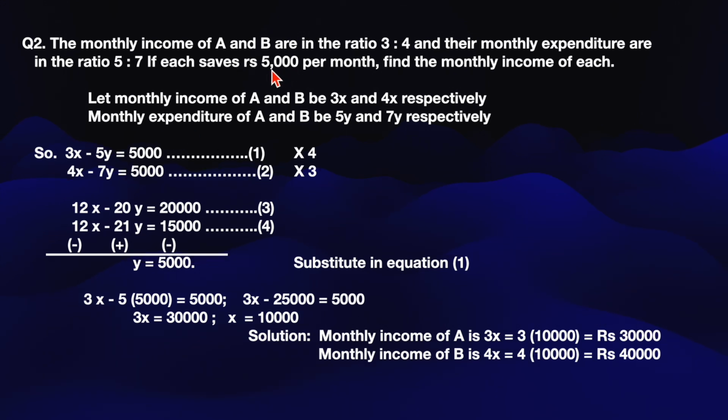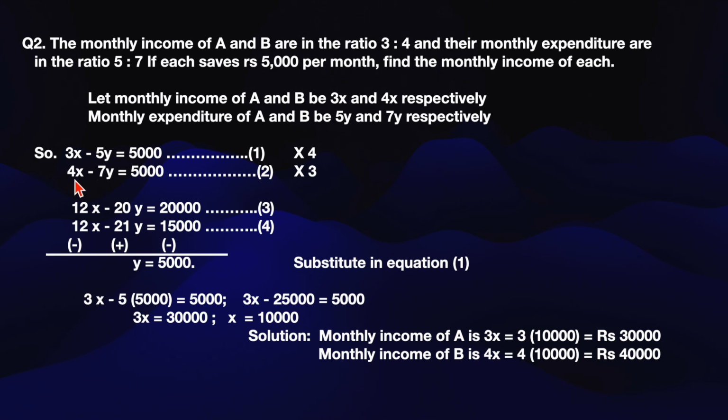He saves 5,000. That means 3x, the monthly income, is more than his monthly expense by rupees 5,000. 3x minus 5y is 5,000. That is for A. For B, his monthly income is 4x and expense is 7y. He also saves 5,000 per month. So here 4x minus 7y is 5,000. So both of them save 5,000 rupees and this is the monthly income of A, monthly expense of A, monthly income of B and monthly expense of B. Okay, so these are the two equations.